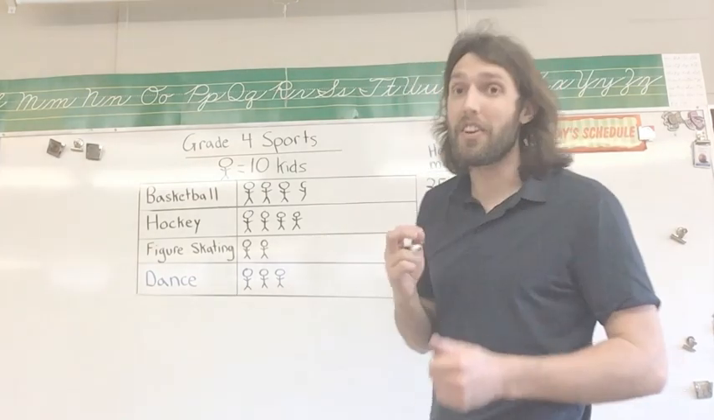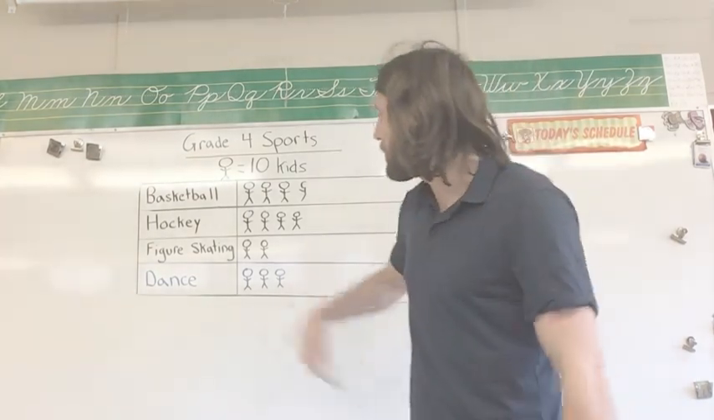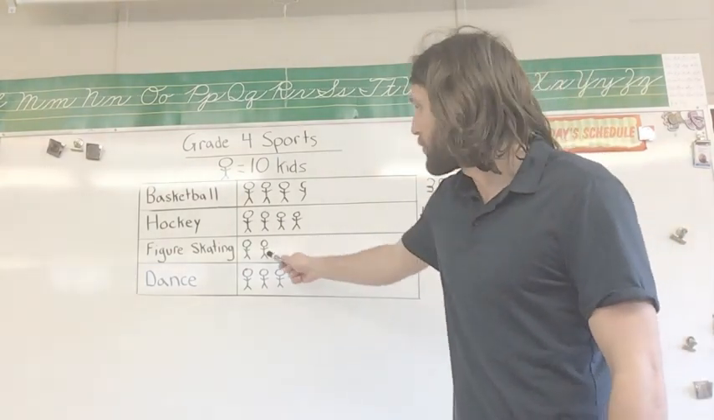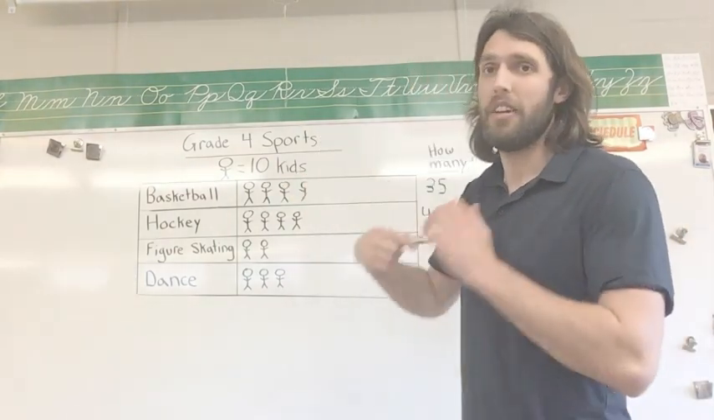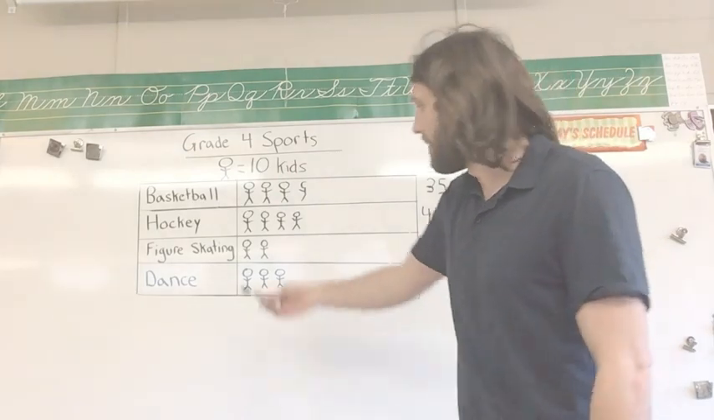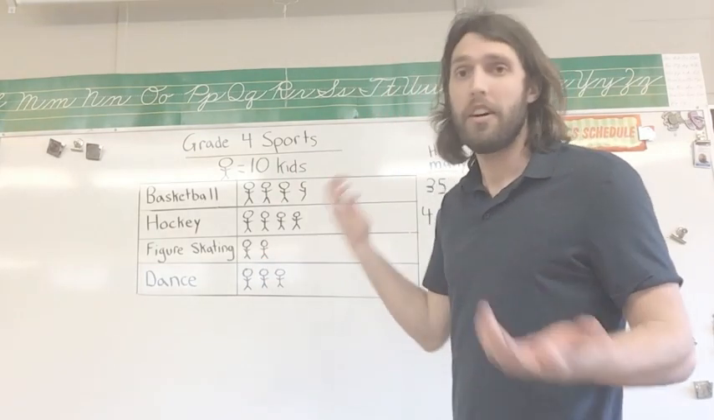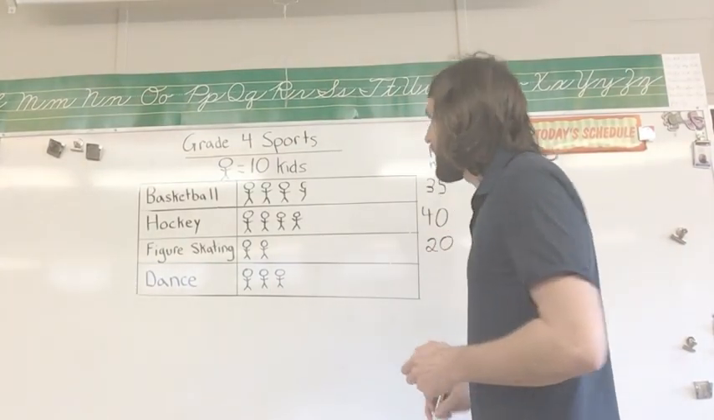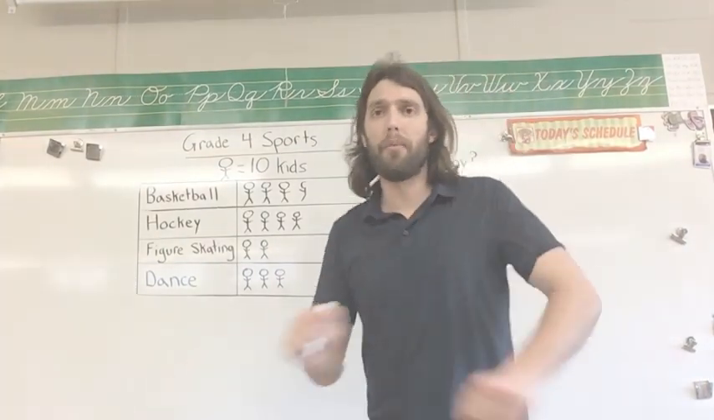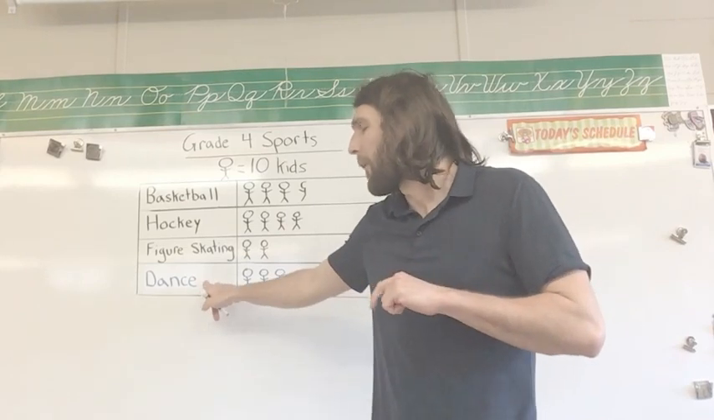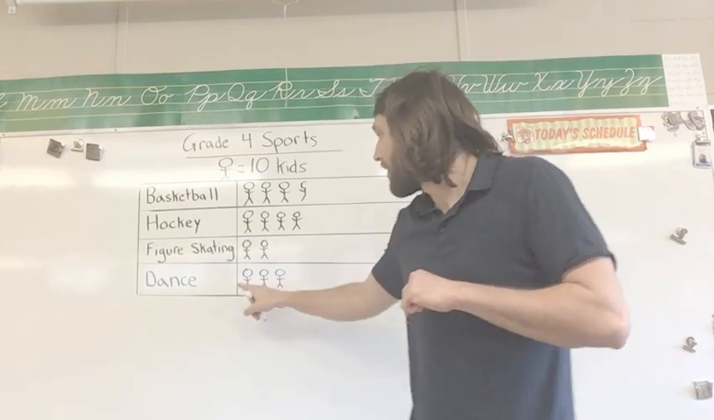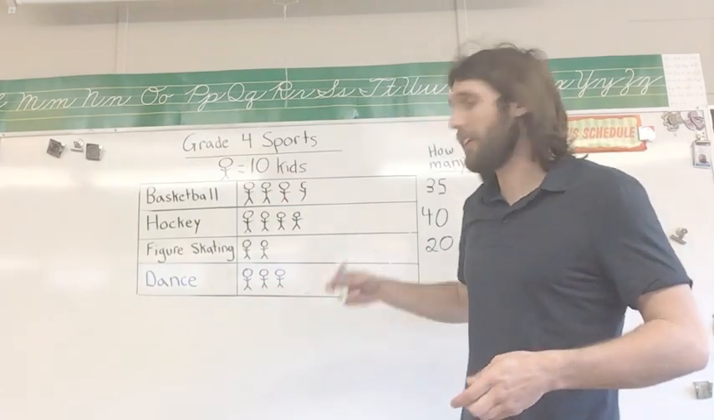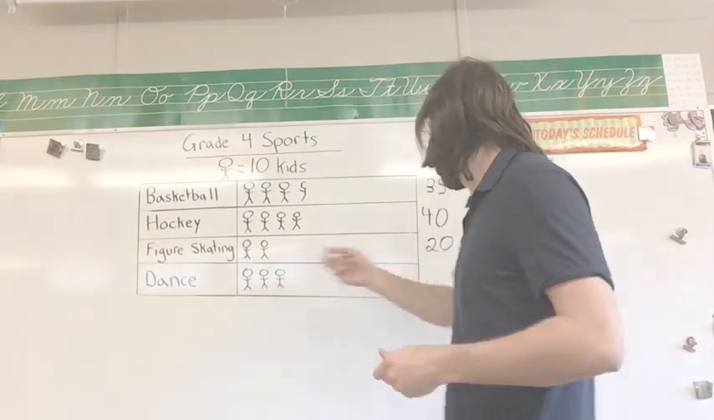All right, now let's move on to figure skating. We have how many here? 1 and 2. And remember, each one of these equals 10 kids. So, let's count by tens again. 10, 20. So we have 20 kids who figure skate. And now last, we're looking at dance, right? A little bit of dance. So, how many do we have here? 1, 2, 3. And remember, each one of these equals 10 kids. So we have 10, 20, 30.